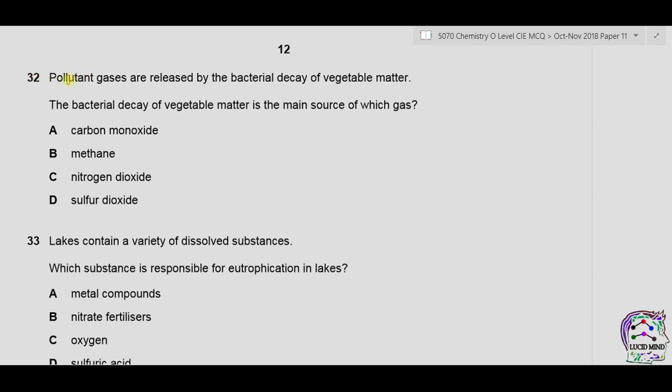Question 32. Pollutant gases are released by the bacterial decay of vegetable matter. The bacterial decay of vegetable matter is the main source of which gas? Now decaying of vegetable matter always produces methane, which is CH4. Correct answer is therefore B.